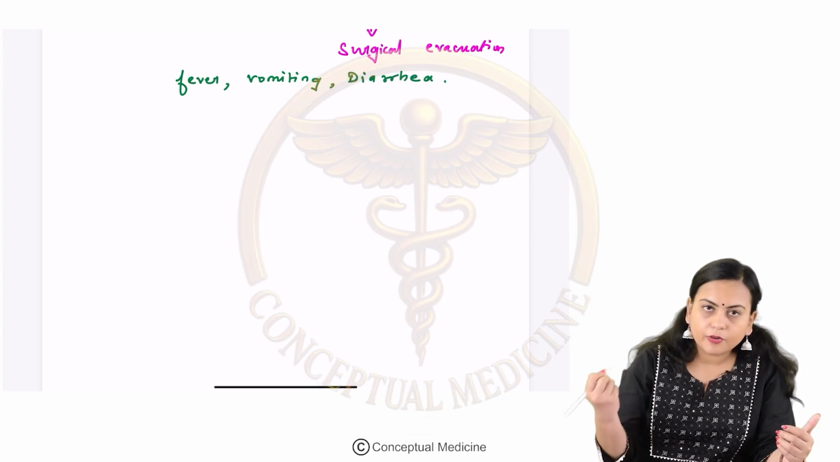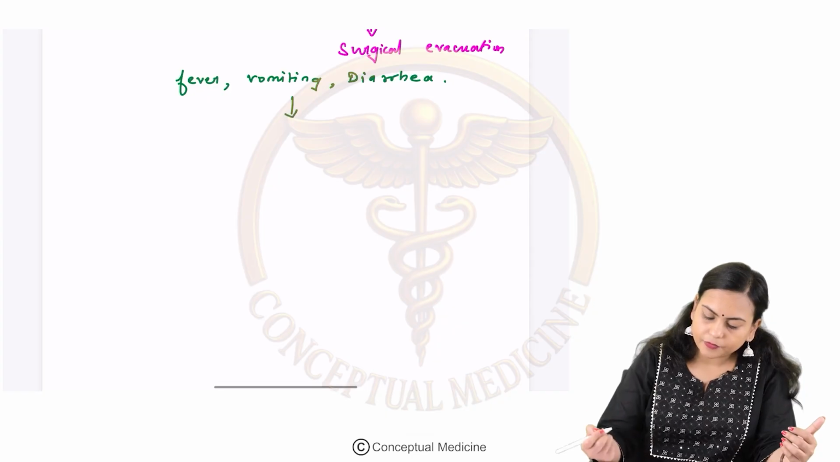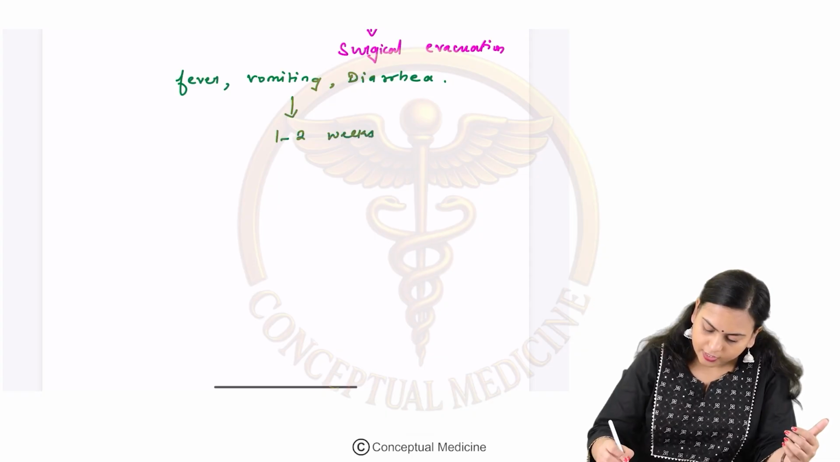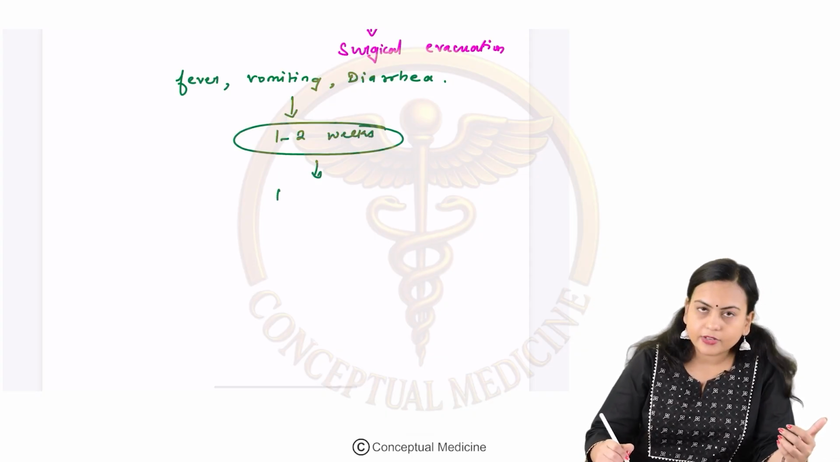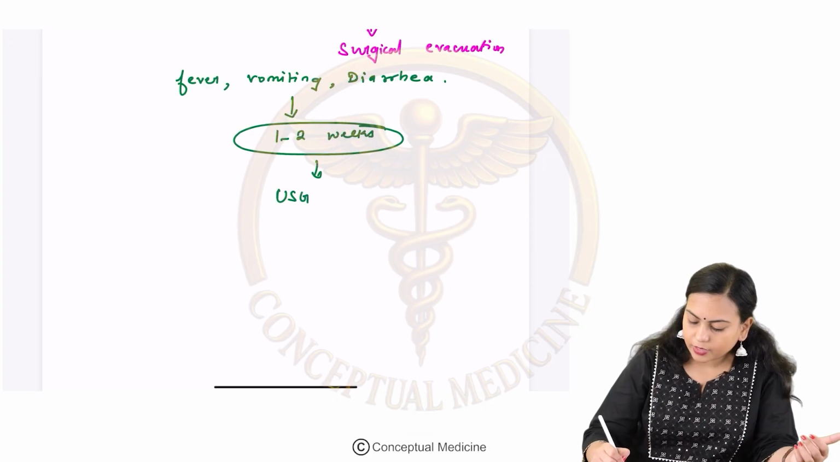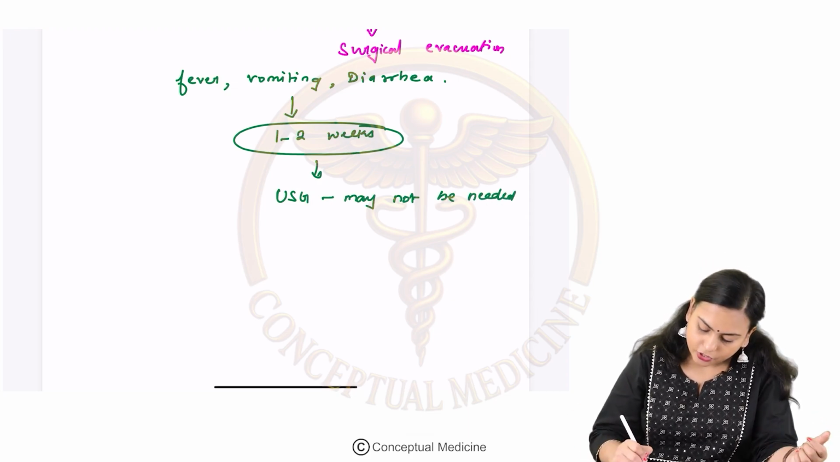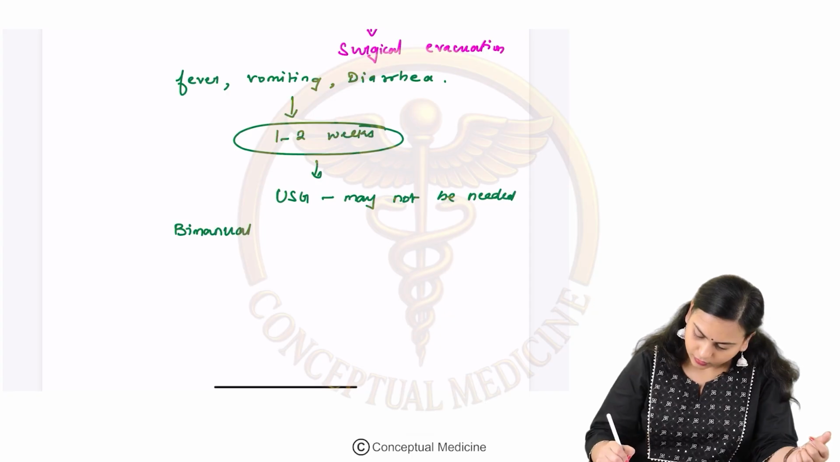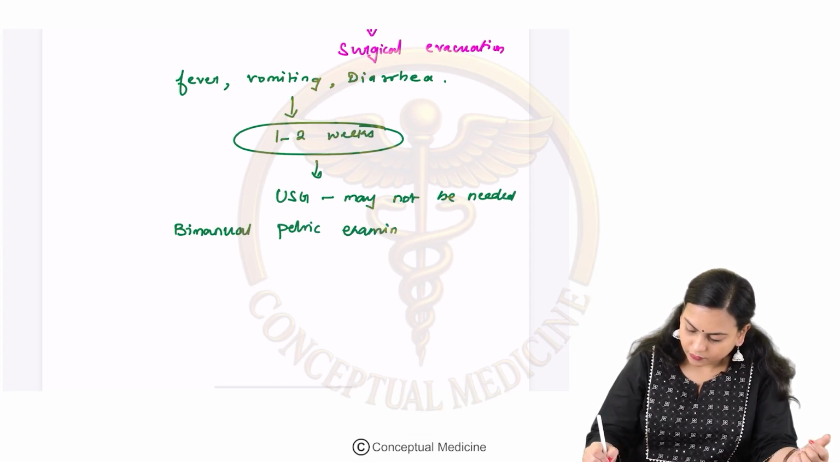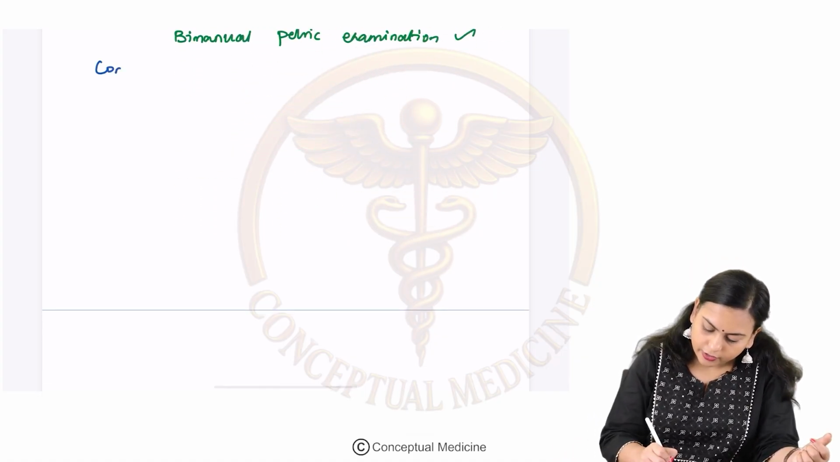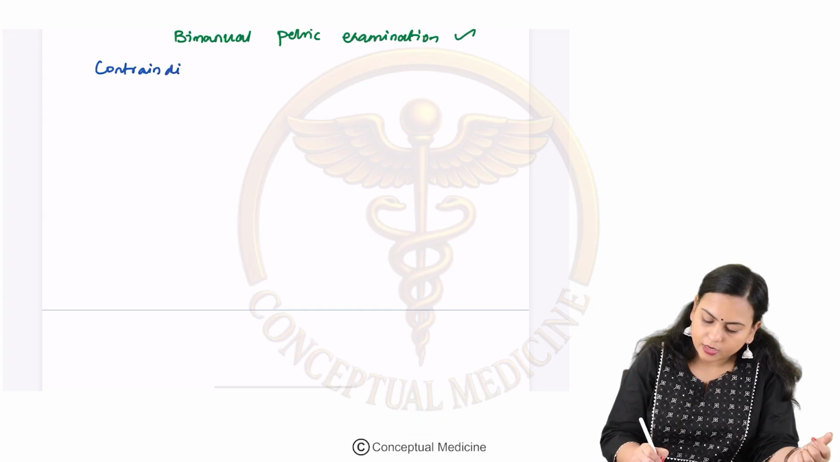Okay. So, after performing medical termination of pregnancy, you have to advise them to review after 1 to 2 weeks. Okay. Mostly ultrasound examination may not be needed, but you can perform a bimanual pelvic examination. Can be done. Okay. And what are the contraindications of performing a medical abortion in first trimester?